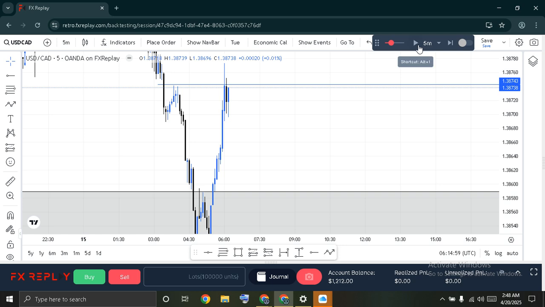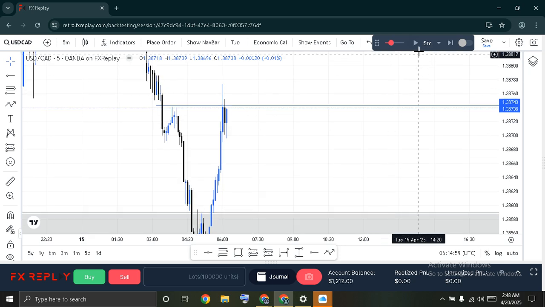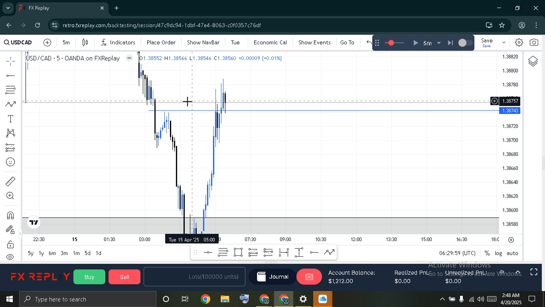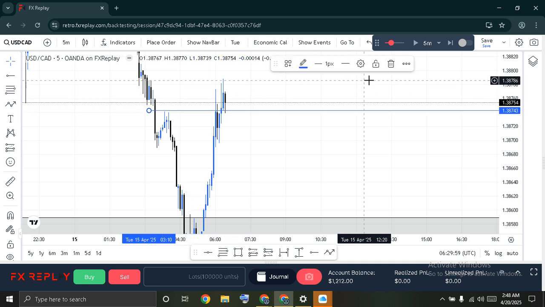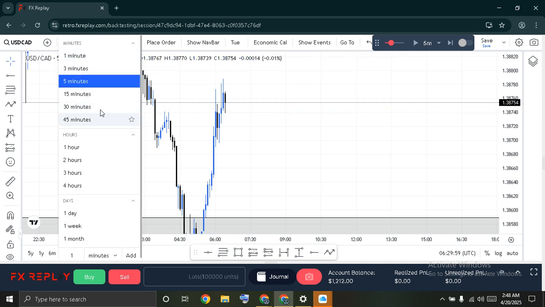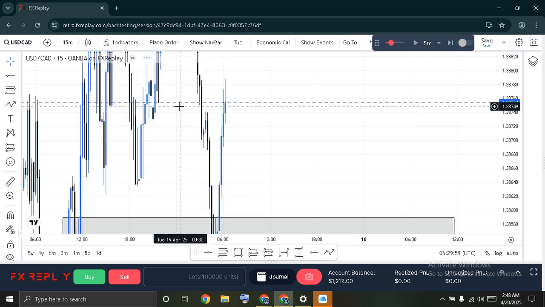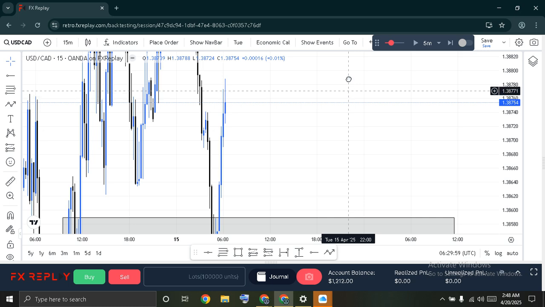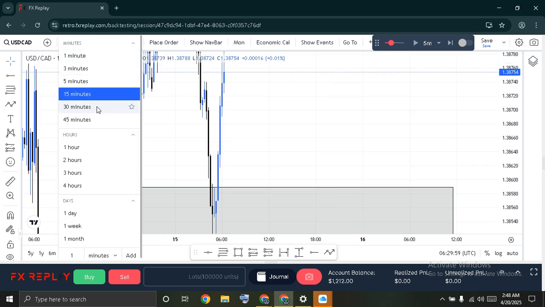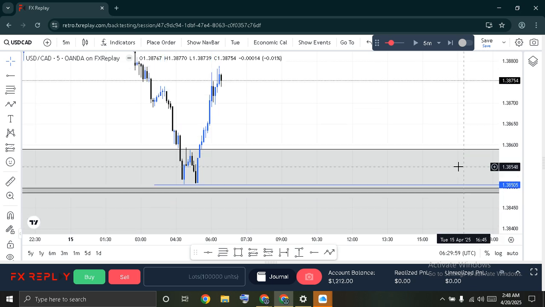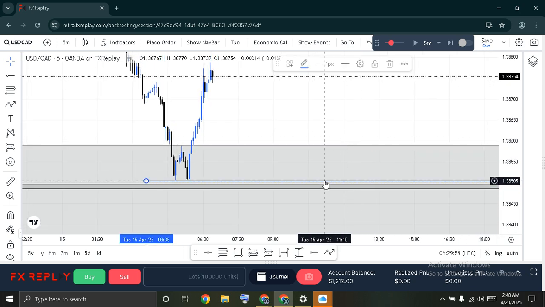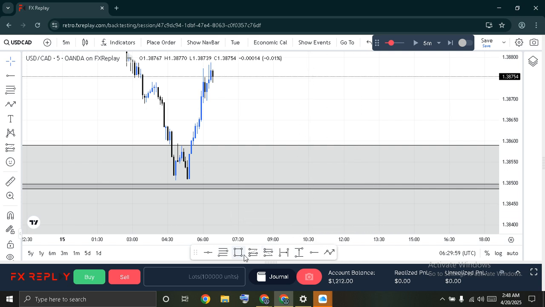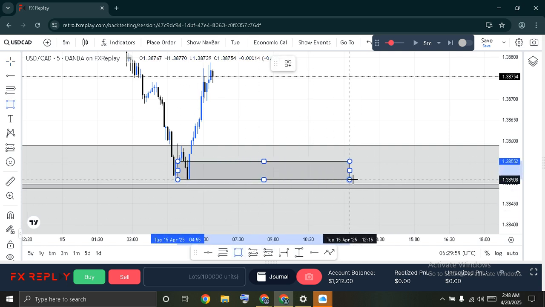But fortunately for me, price came here, broke this top, and once it took out this particular top side, I went to M15 and checked out M15. M15 was also broken. So my point of interest was now here. It's not this particular point.